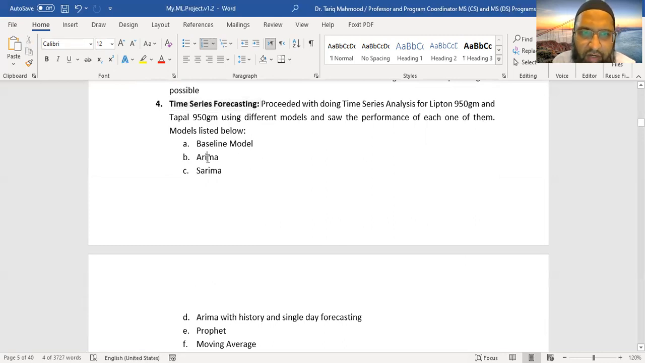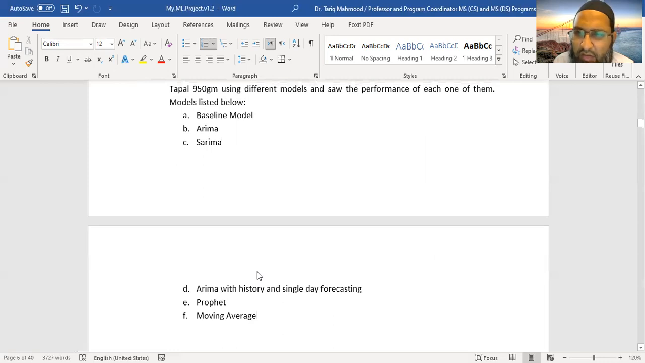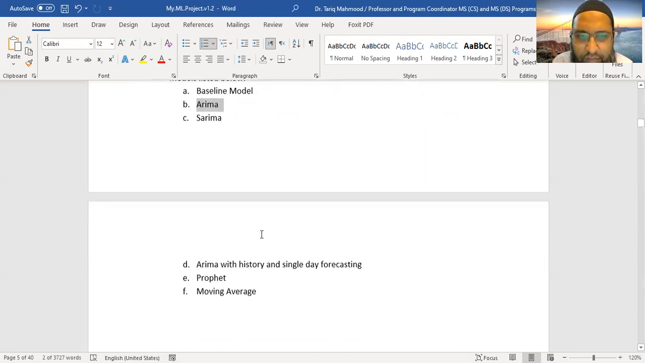Then we have the ARIMA and its counterparts. Then we have seasonal ARIMA with history and single day forecasting, which is basically the same as ARIMA. Then forecasting with Facebook's Prophet, and then moving average. So it's sort of random here. We could start with simple auto-regressive, then moving average, then ARMA, then ARIMA, or you could just start directly with ARIMA. It depends on what you want to do.